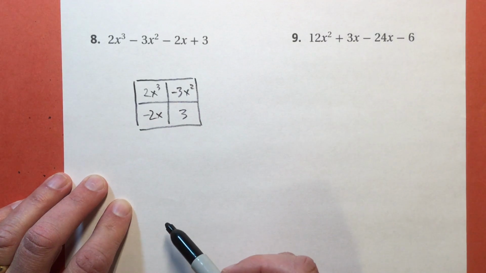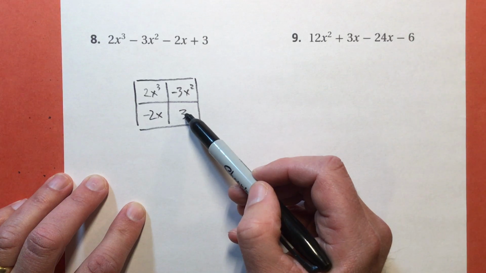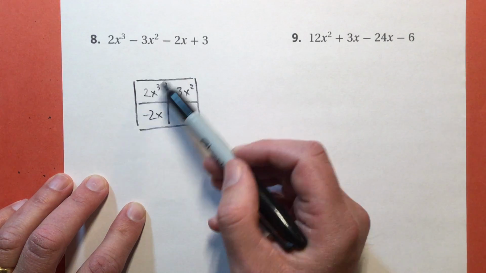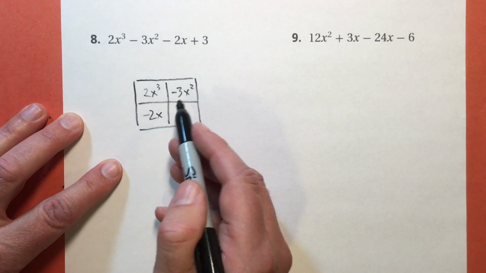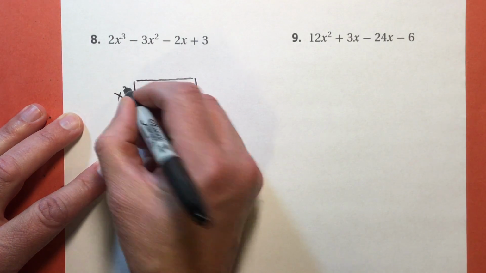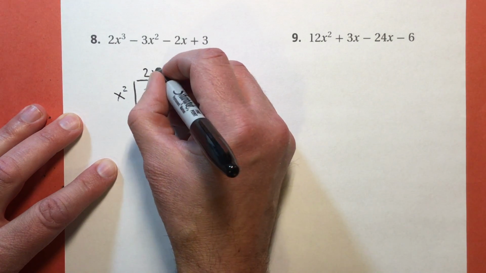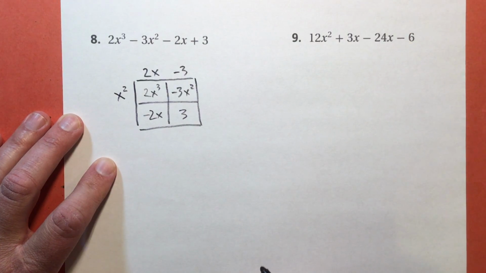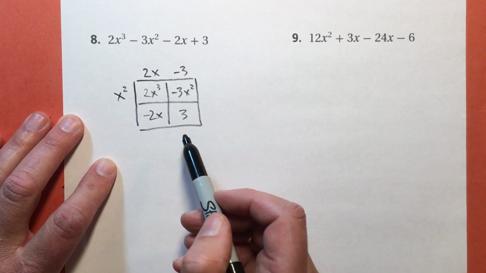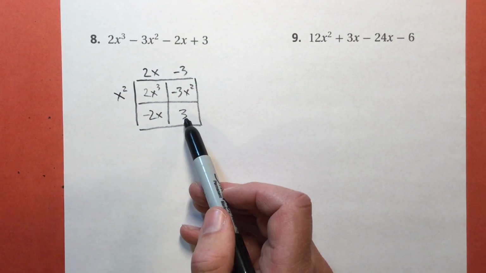So like I said with the last one, if these two are negative and that's positive, that means that these terms on the outside are going to be negative. What do these two have in common across the top? They both have x to the second power. That leaves a 2x and a negative 3. What do these two have in common? They don't have anything in common. Here's a 2, here's an x, there's a 3.